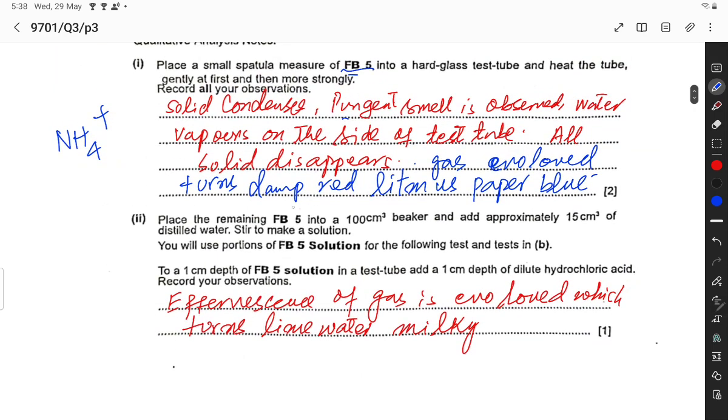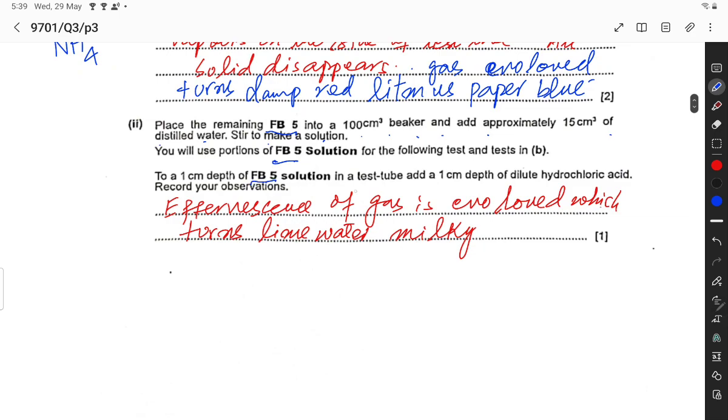Place the remaining FB5 into a 100 cm cube beaker and add approximately 15 cm cube of distilled water. Stir to make a solution. You will use portions of FB5 solution for the following tests. To a 1 cm depth of FB5 solution in a test tube add a 1 cm depth of dilute hydrochloric acid. Record your observation. Effervescence of gas is evolved.